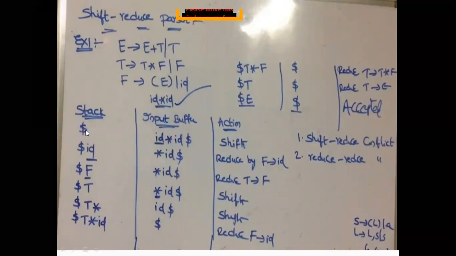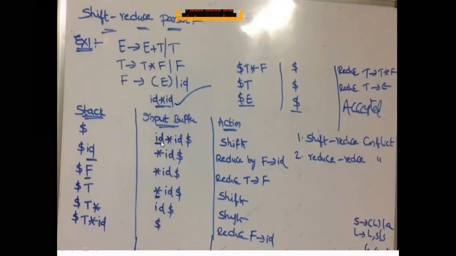So in this one we are taking dollar. So initially what is the top of the stack here? Dollar. And what is the input buffer? So the given input string is taken as input buffer: id star id dollar. So dollar means we are representing the end of the string. So id is taken as a substring.